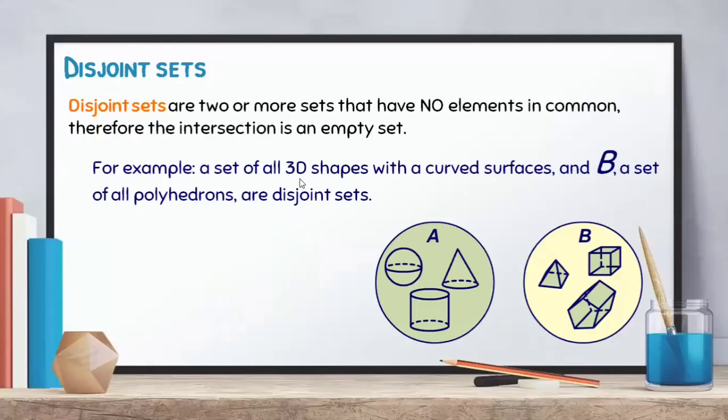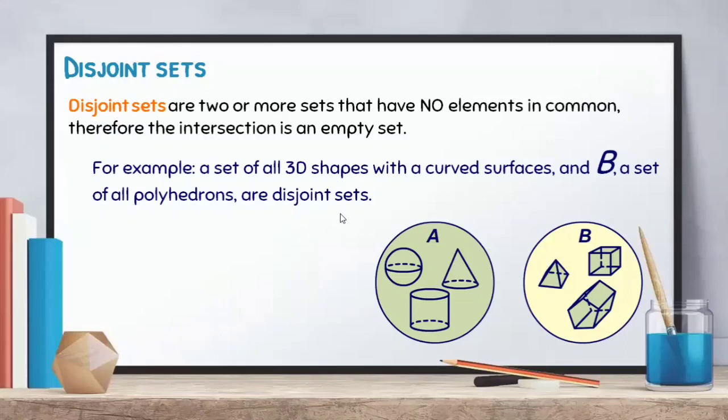Say, for example, a set of all 3D shapes with curved surfaces. We have your sphere, your cone, and your cylinder. These are our 3D shapes. And our set B is all polyhedrons: a prism, a triangular prism, a tetrahedron. As you can see, you cannot have any common elements between the two sets, and that's why they are called disjoint sets.